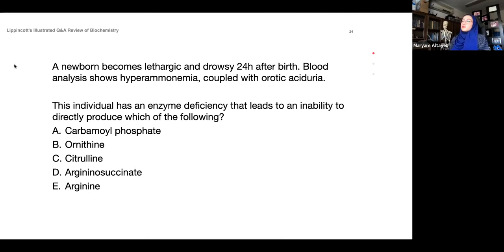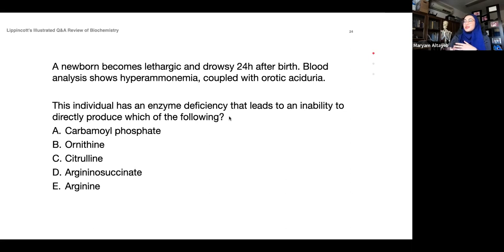So right now, let's read this case. A newborn becomes lethargic and drowsy 24 hours after birth. Blood analysis shows hyperammonemia coupled with orotic aciduria. This individual has an enzyme deficiency that leads to an inability to directly produce which of the following? Okay, so first let's take it step by step. We saw that this is a lethargic baby that's drowsy 24 hours after birth. So we're thinking of a genetic defect, okay?